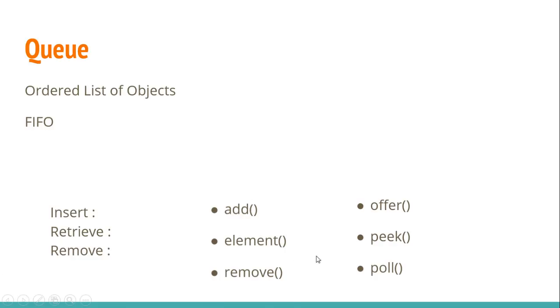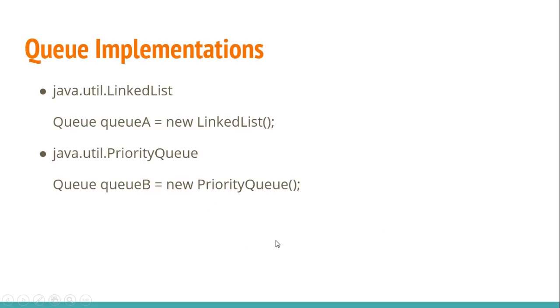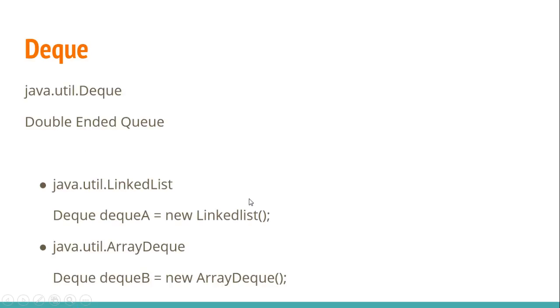Now the first column of methods that you see throws an exception if some error occurs, and the second column returns some value that will tell you that something is missing. Like if you try to retrieve something using the peek method and the queue is empty, so there's nothing to return, peek will return null while the element method will throw an exception, right? Then we saw queue implementations, LinkedList and PriorityQueue. We also saw Deque and the implementations of Deque, that is LinkedList and ArrayDeque.